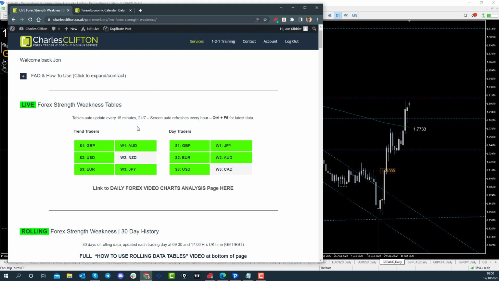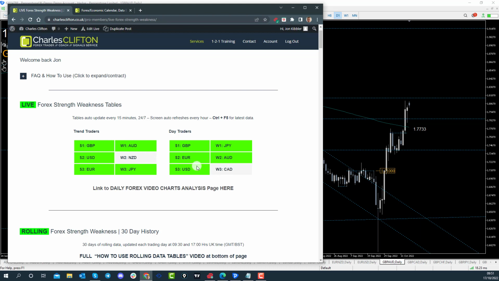So here in front of us we can see the live Forex Strength and Weakness tables. We have two tables: the Trend Traders table and the Day Traders table. These are the same studies, just highlighting different time frames. You can see some of the currencies are highlighted in green. Those are showing us that there is a confluence between the two trading time frames. The currencies highlighted in green are going to be the focus of these videos.